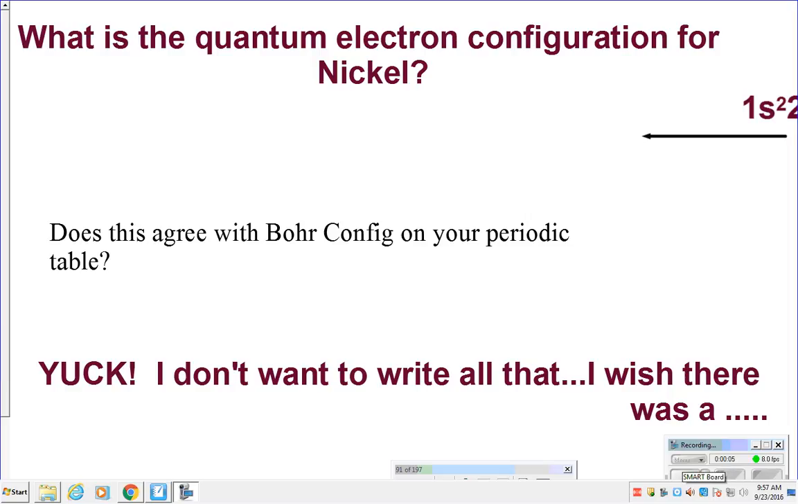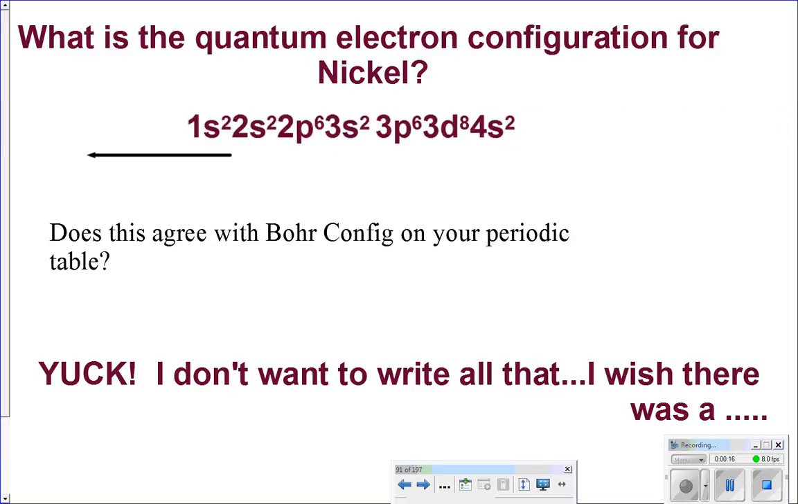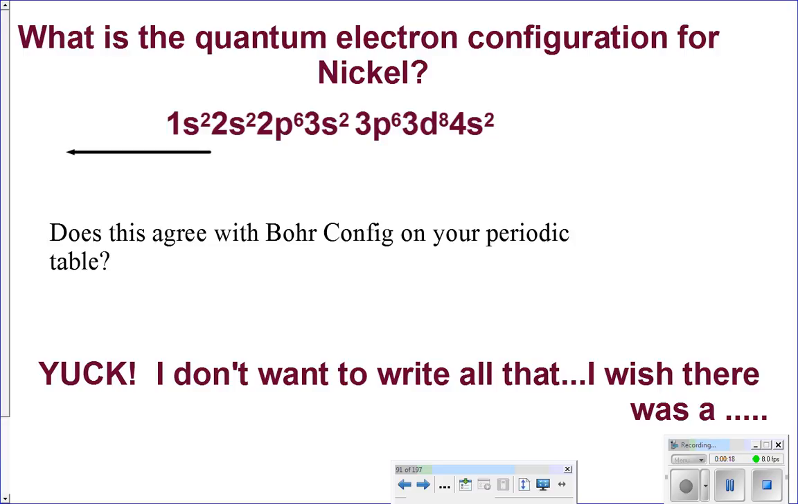Finally, to wrap up quantum configurations, they do relate a little bit to the periodic table, and there's a little bit of a shortcut you can use for reading and writing these, which makes it a little bit easier. So if we look at Nichols configuration, which we have right up here, and then we go to the periodic table that you guys have, we want to see if this compares to our Bohr configuration. Nichols Bohr configuration is 2, 8, 16, 2.